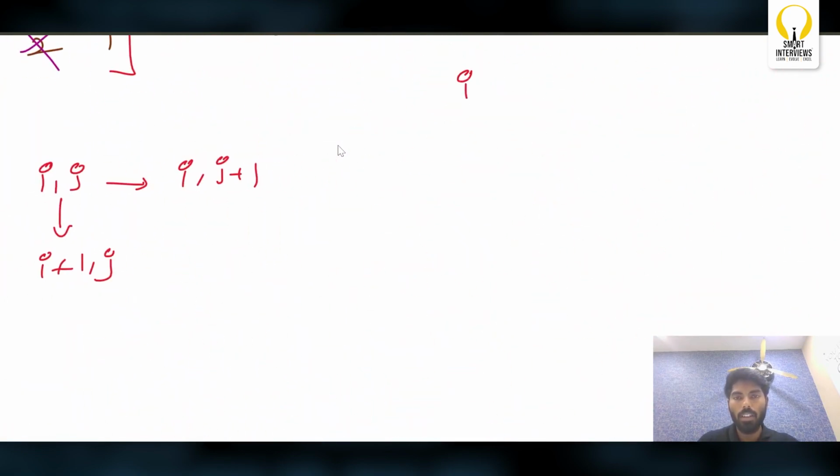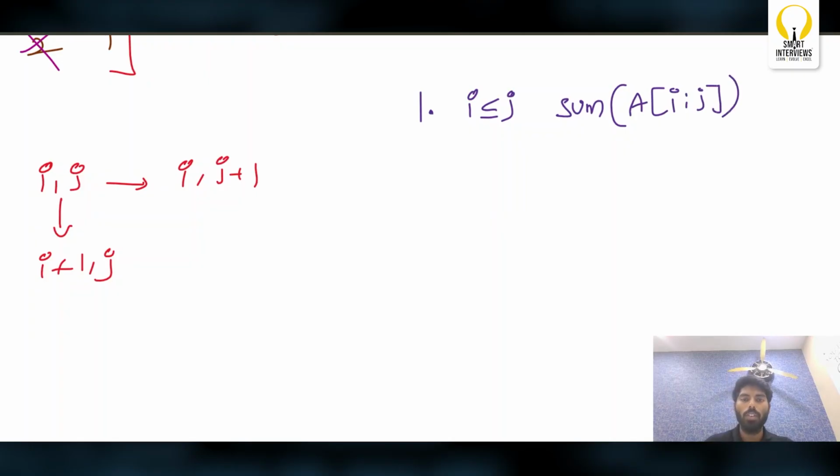Let me write here. The first operation is, if i is less than or equal to j, then you need to simply find the sum of an array from index i to j. This is the first operation. If i is greater than j, then simply get the value from the B matrix of j to i. So these are the two operations that he has given to us.